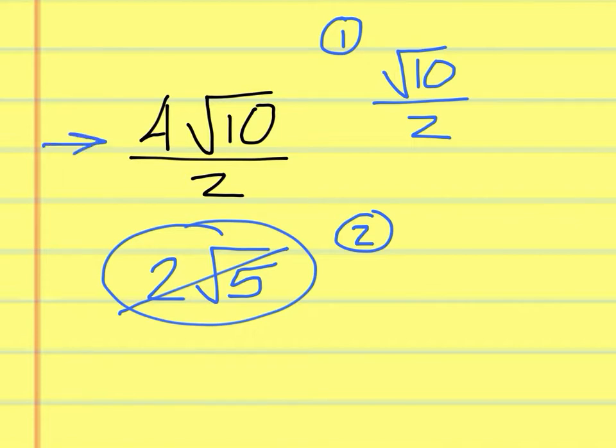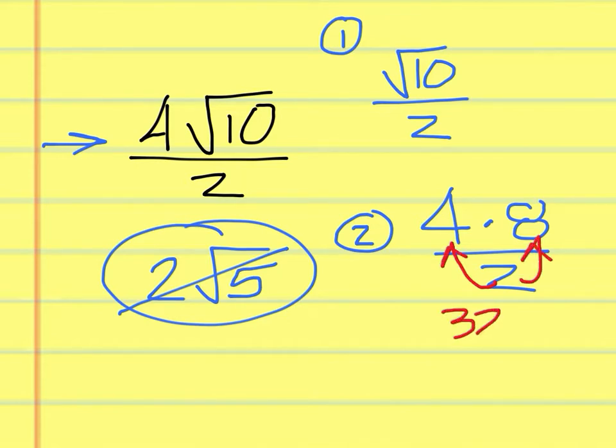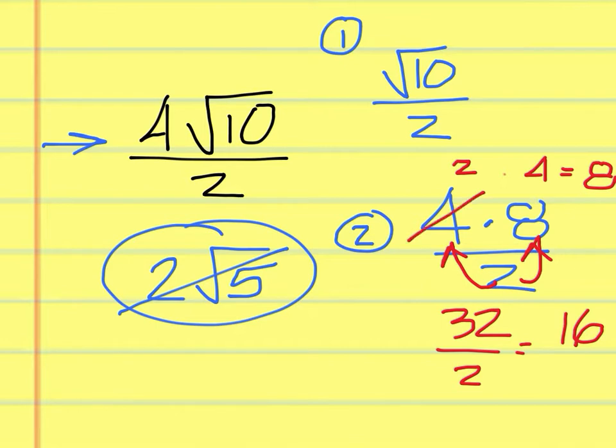Reason number 2 is look at a different problem than this. What if it wasn't square root of 10? What if it were 4 times 8 and then you had it over 2? Can you divide 2 into 4 and also 2 into 8? No, because 32 over 2 is 16. And if I divided 4 by 2 to get a 2 and then also 8 by 2 to get a 4, I end up with an answer of 8, and that's not right. You can only cancel out a pair at a time.